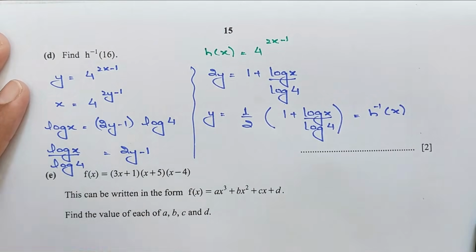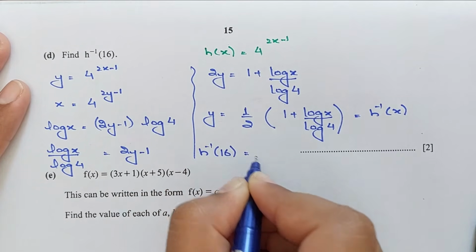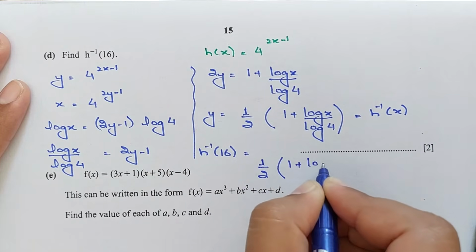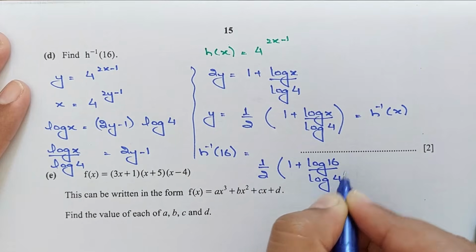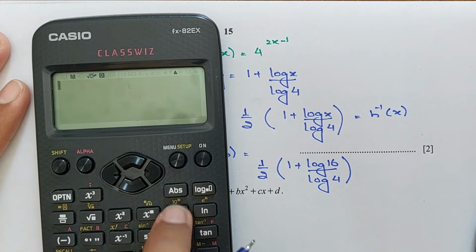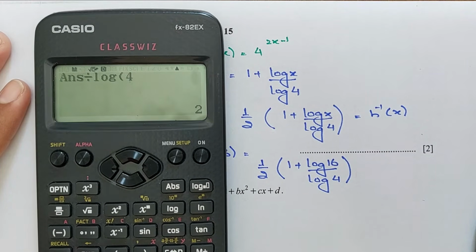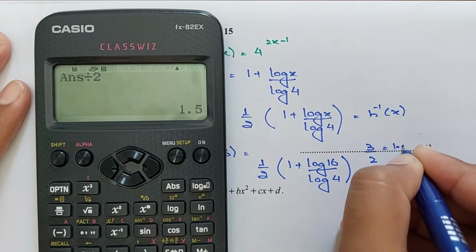Now we have to substitute x with 16. So h inverse of 16, this is going to be 1 by 2 into 1 plus log 16 over log 4. Let me simplify. So log of 16 divided by log of 4, and then add 1, and then divided by 2. This is 3 by 2, or 1.5.